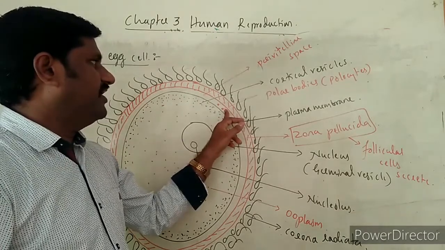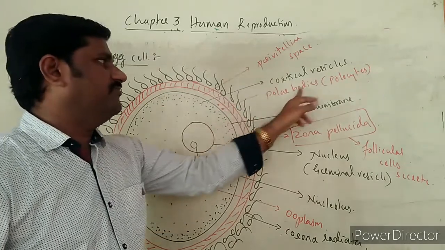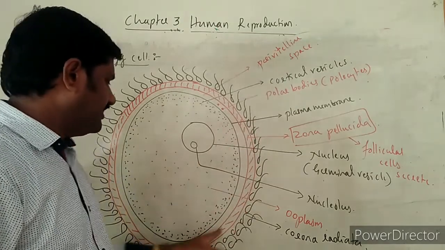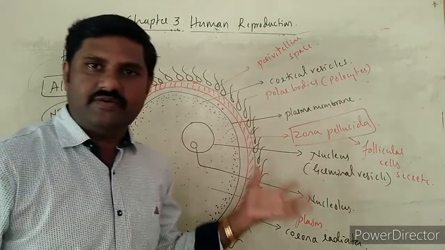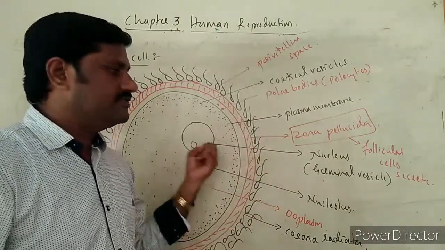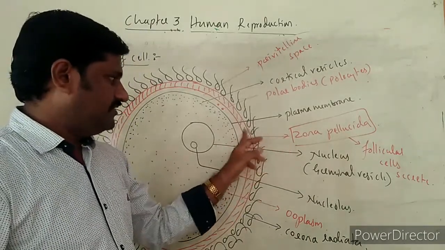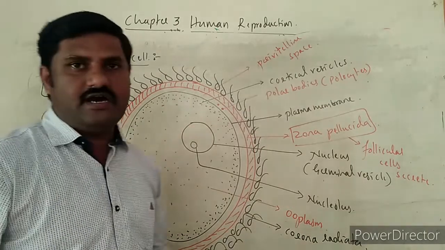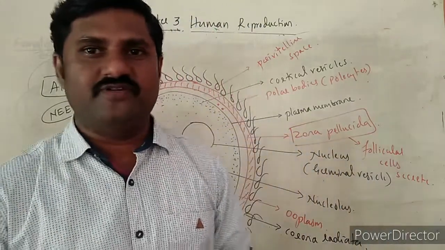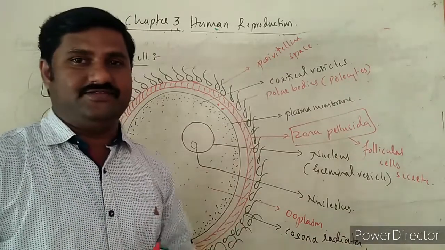Outside this membrane there is a space called the perivitelline space, and inside the perivitelline space a pair of polar bodies are present. Outside this perivitelline space there is a thick acellular layer called the Zona Pellucida. It is very thick and hard, secreted by the follicular cells, right? It is followed by another thick radiated layer called the corona radiata, which is made up of granulosa cells itself, right? This is how the human egg cell is.